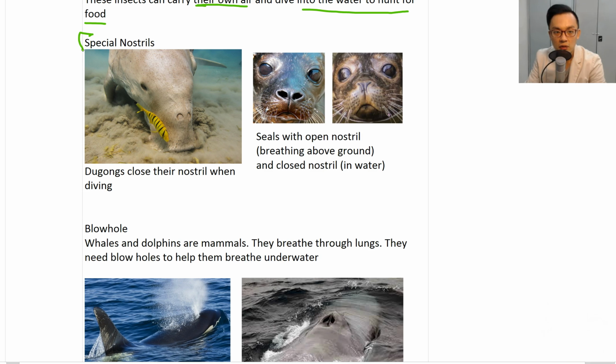Another thing is the special nostrils that some mammals have. Dugongs close their nostrils. If you look at this, this is a nostril that is closed. Use a darker pen. So these two things are closed nostrils. Seals also have the same thing. If you look at this, these are open nostrils, breathing above ground, and closed nostrils. Can you see they squeeze their nostrils together when they are breathing in water?